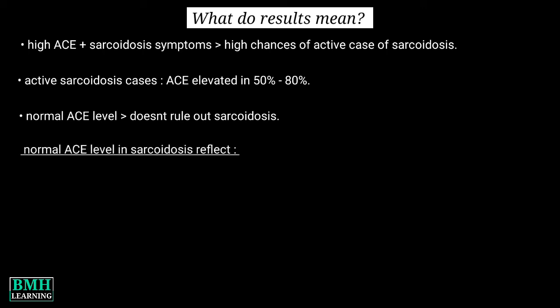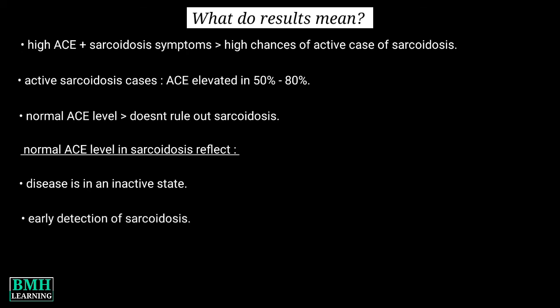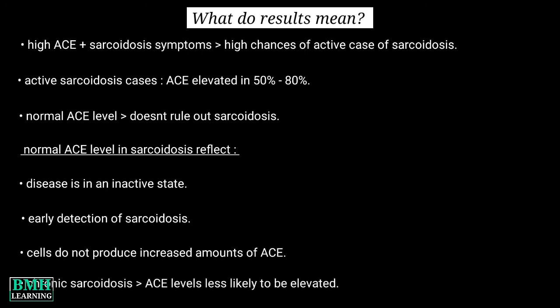Normal ACE levels in sarcoidosis may reflect that the disease is in an inactive state. In early detection of sarcoidosis, it may be a case where the cells do not produce increased amounts of ACE. Apart from this, ACE levels are also less likely to be elevated in cases of chronic sarcoidosis.